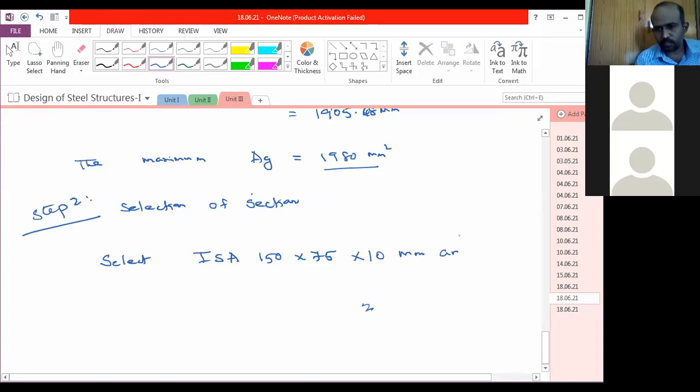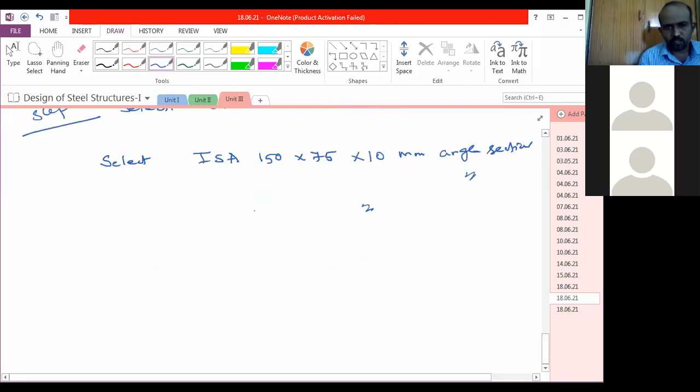No issues, but sometimes it is not writing. My writing tablet is not writing. Writing pad issues. Okay, leave it. Yes, 10 mm angle section. So you have to select this section.